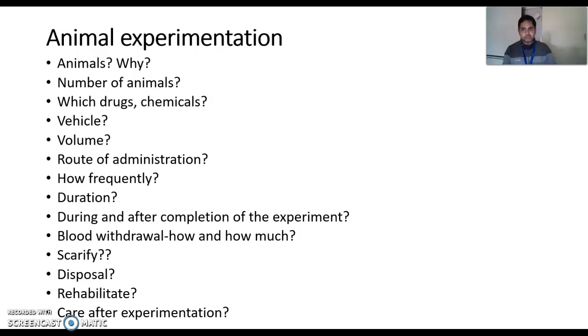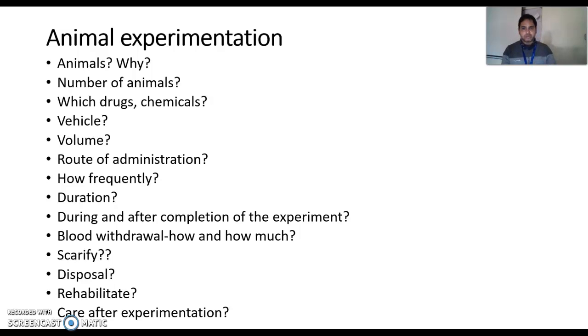And the next question might be how frequently you are going to give this particular chemical, means on a daily basis or per week or per month. So you have to mention the duration of administration of the particular chemical in animals also, means how long you are going to give that particular chemical, for 1 month, 2 months, 6 months, or 8 months. So the duration of experiments you have to mention, and during and after completion of experimentation what you are going to do.